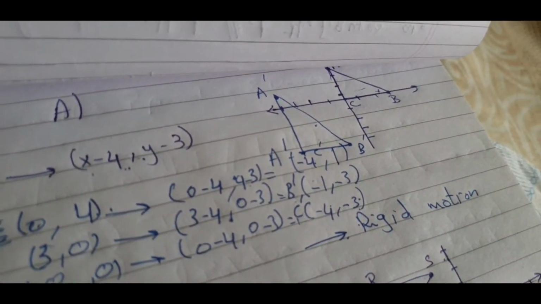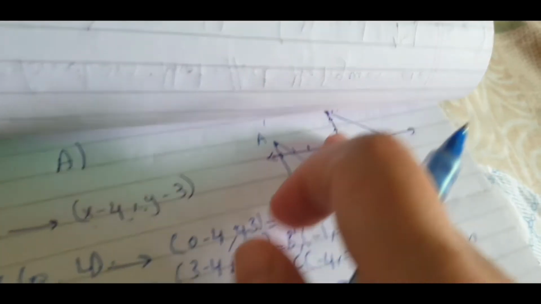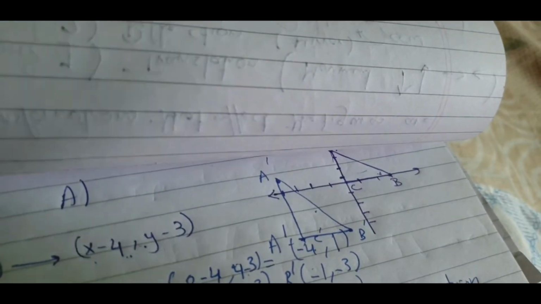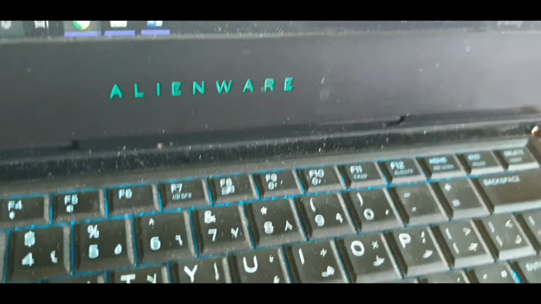So this is what I am going to write in here. This is a rigid motion because it only changed position, but it didn't change the size of the object. So this is a rigid motion. Let's go to the second page.